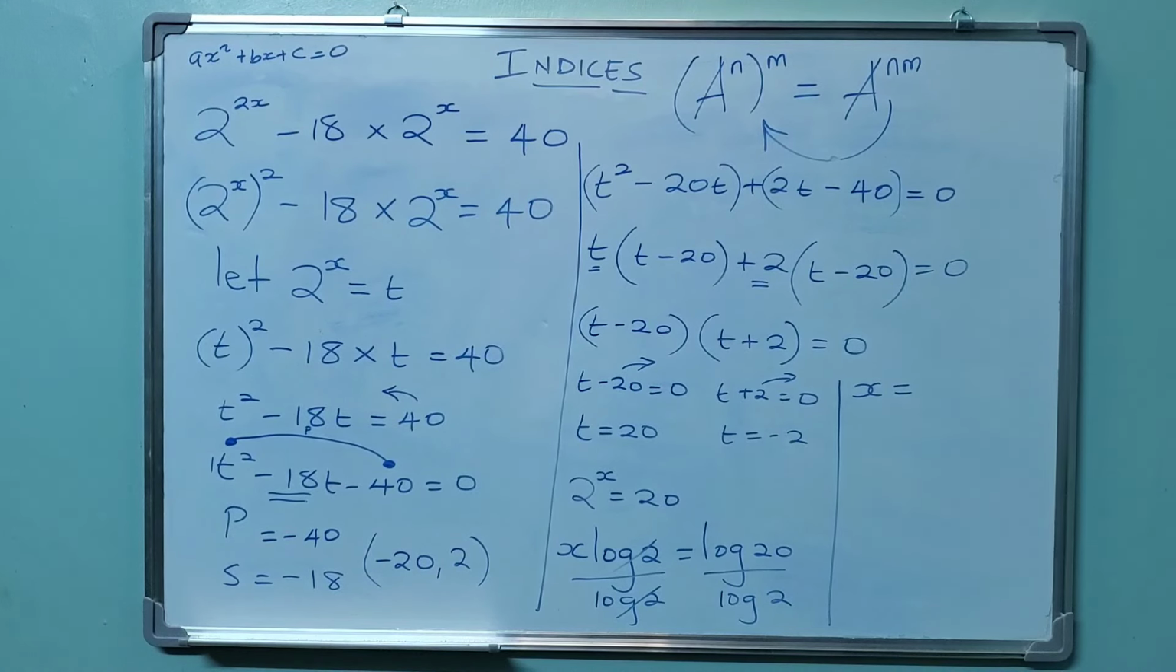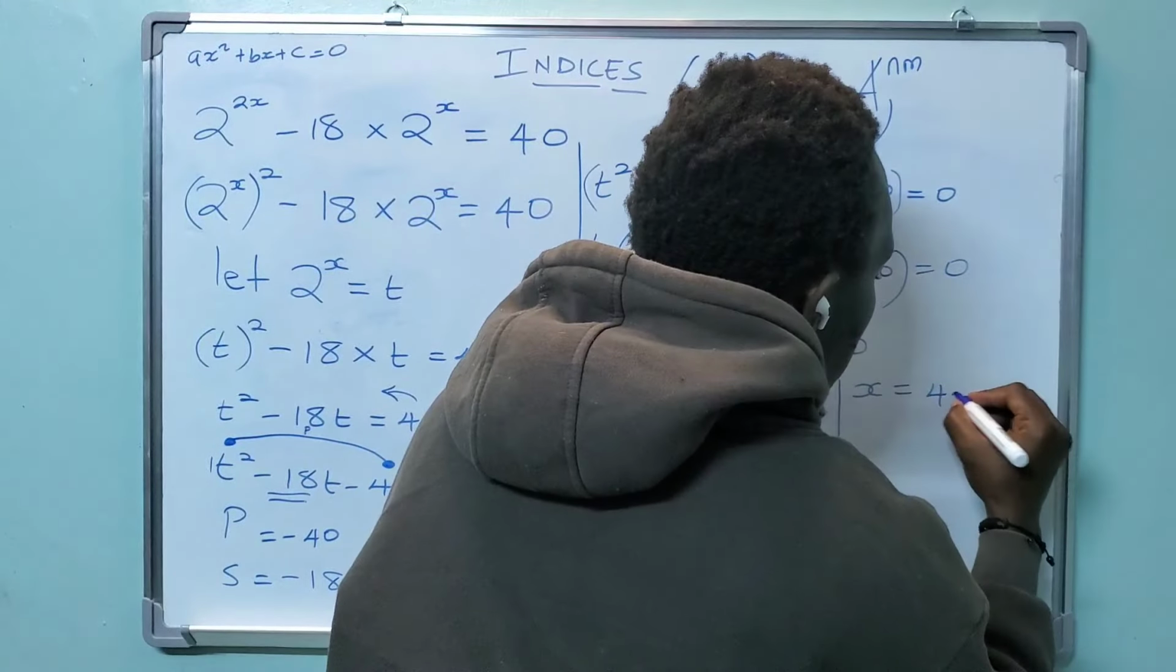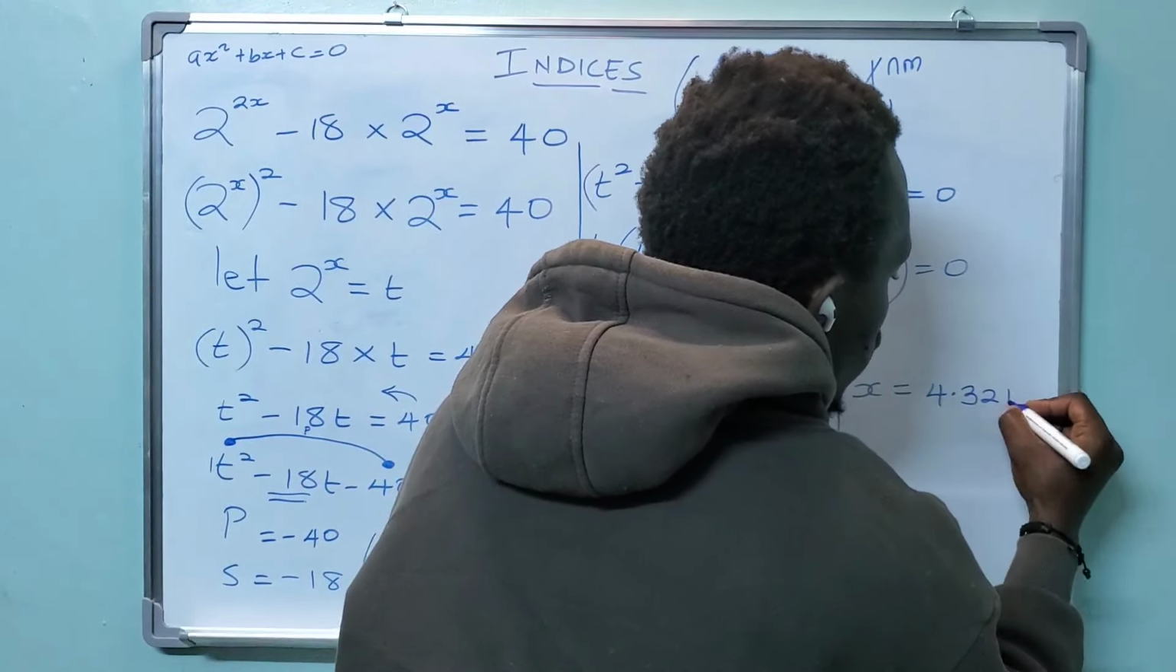Just go to your calculator, put log 20 divided by log 2. Let me get that. Log 20 divided by log 2. So it means that the value of x, when you divide that, you're going to have 4.321.